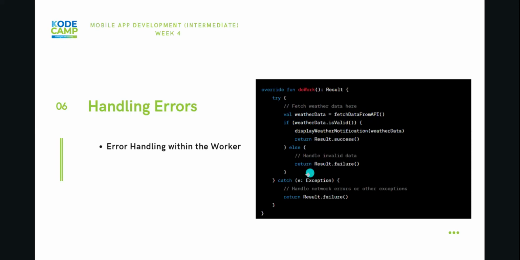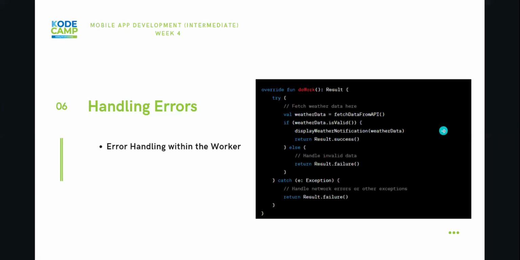But we don't just end there, we also catch an exception. This is error handling. So you catch an exception in case there's an exception. What do you want to actually do? Well, you can do a lot of things, but here we're just doing Result.failure. The thing is, it may throw exceptions, which could be due to network issues or probably invalid data. So you can catch these exceptions and then return Result.failure, which indicates that the work has failed, or you can add your own custom logic of what to do in case of invalid data. So this is handling the error within the worker class.